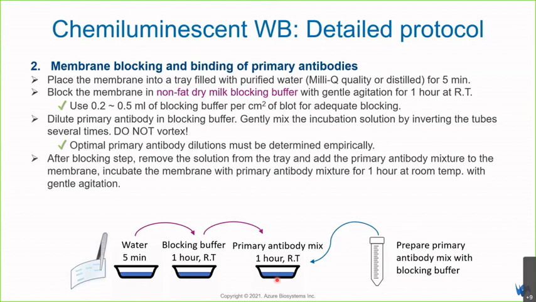In terms of primary incubation and secondary incubation, there are different incubation times and also different temperatures. Some might be doing it at 4 degrees overnight, which is specifically for 16 hours. You can also do that if you want to have more specific binding. But in this case, we're going for a fast and quick Western blotting protocol.